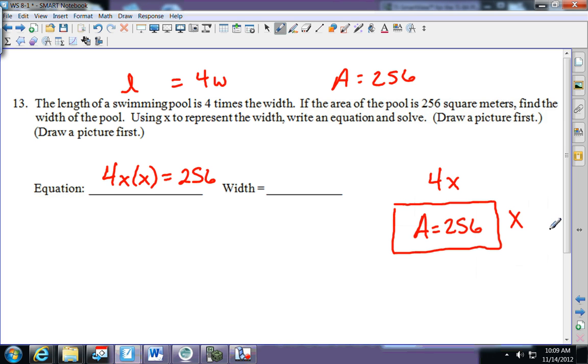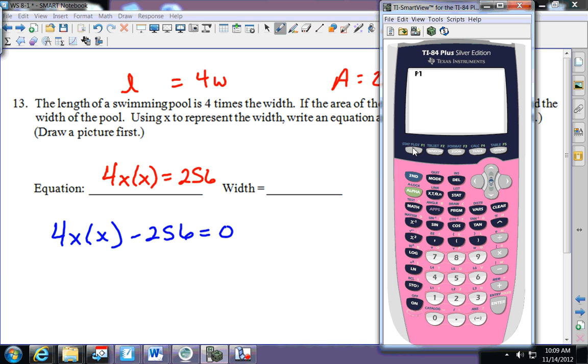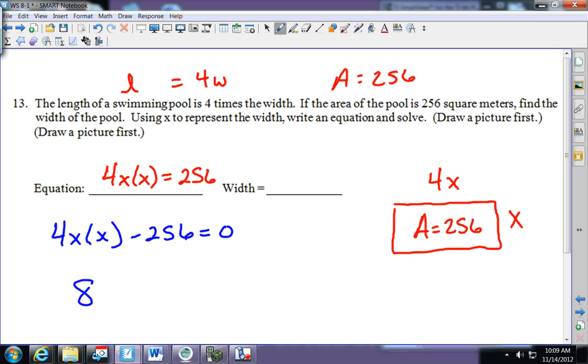Okay, so before you can put this one in the calculator, you have to set it equal to 0. So you have 4x times x minus 256 equals 0. You could make this 4x squared if you wanted to. I'm going to come in the calculator here, put in there 4x times x minus 256. Press second graph, and I'm going to look for my roots. You say it's what? Okay, so we've got 8. And what's the other one, though? 8 and negative 8?